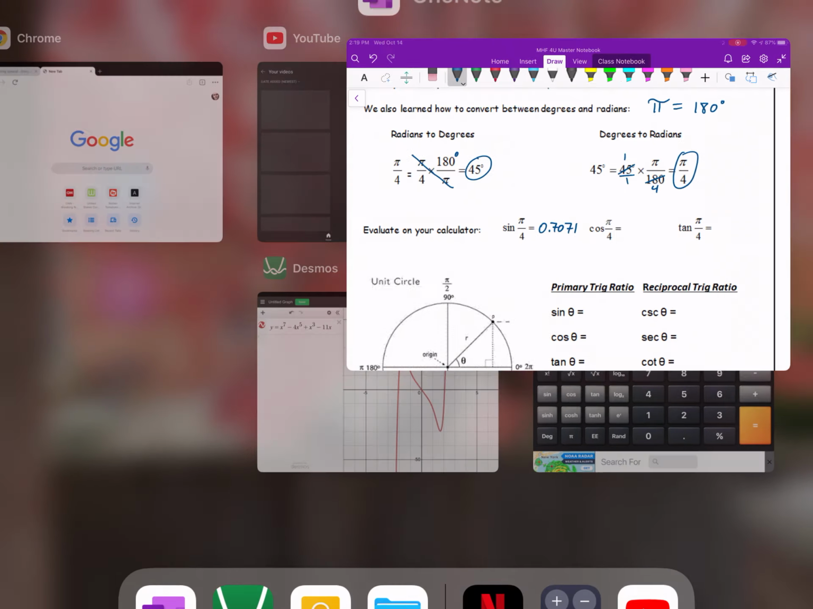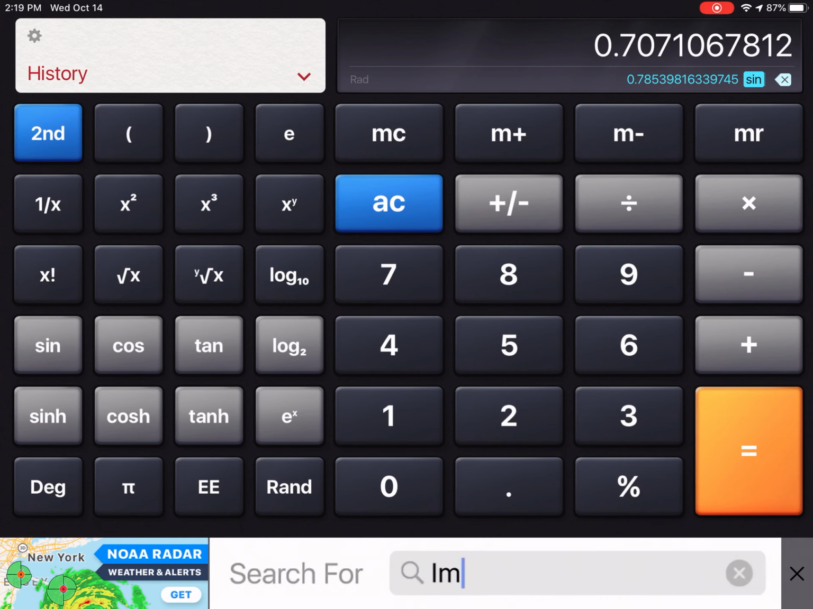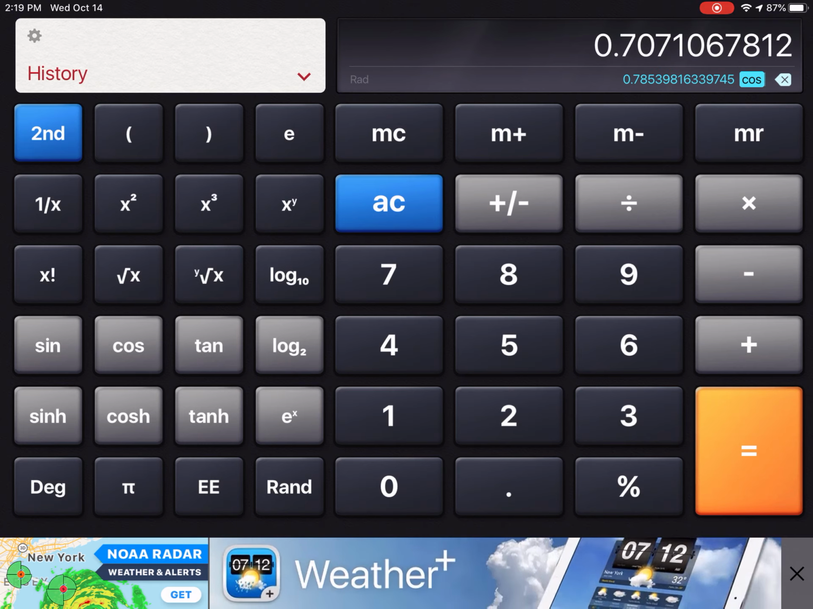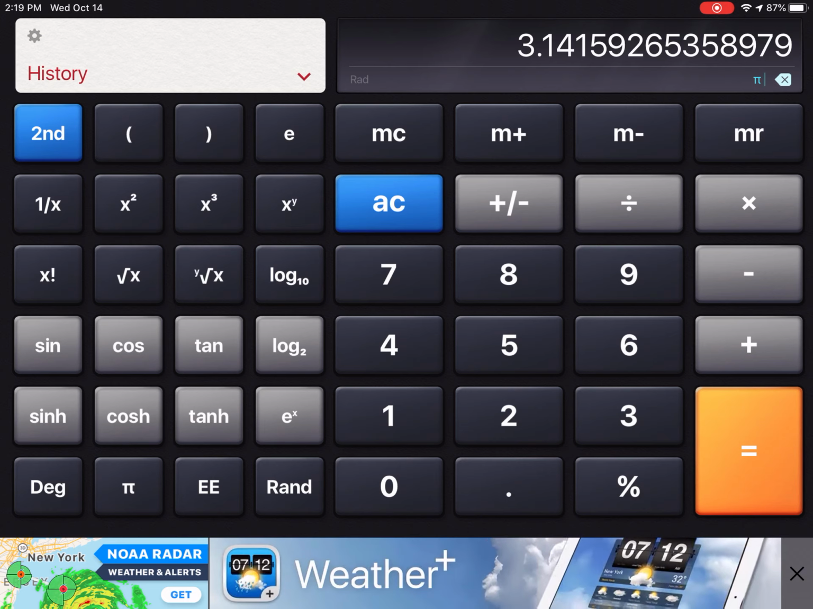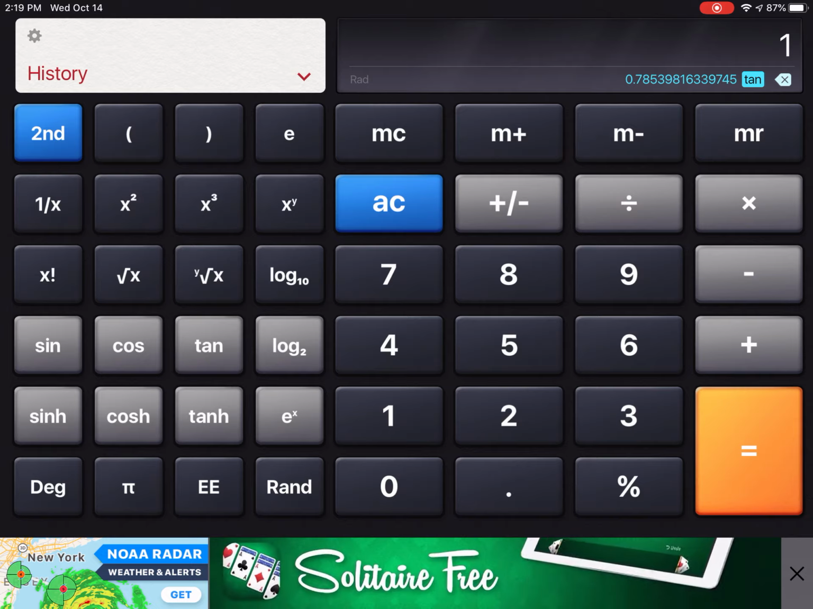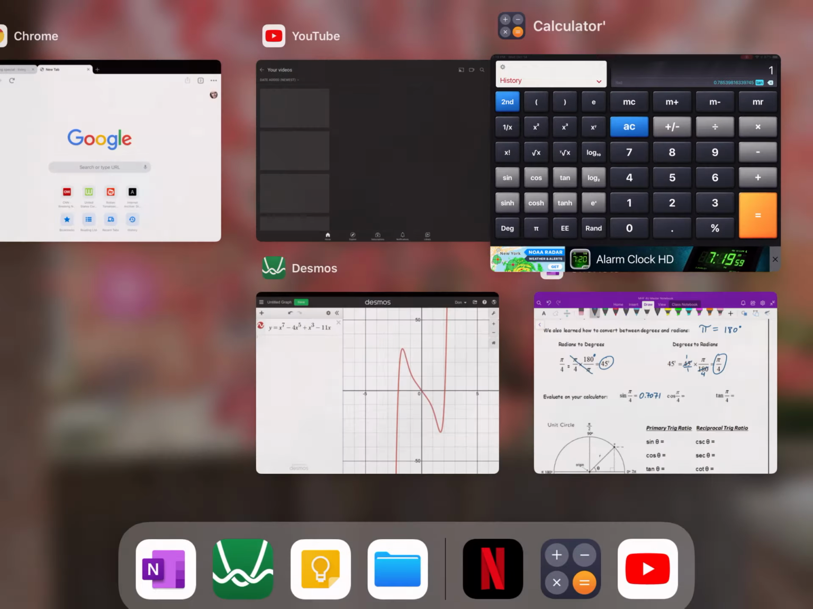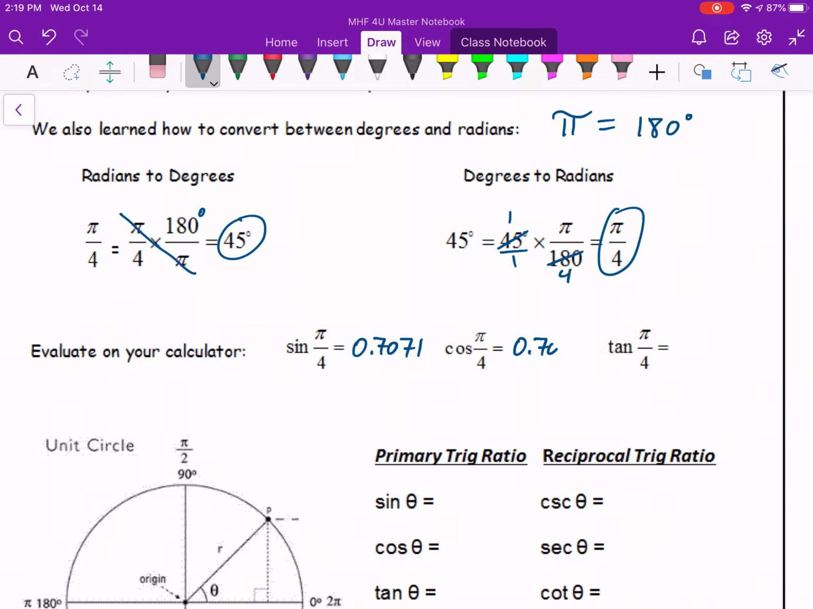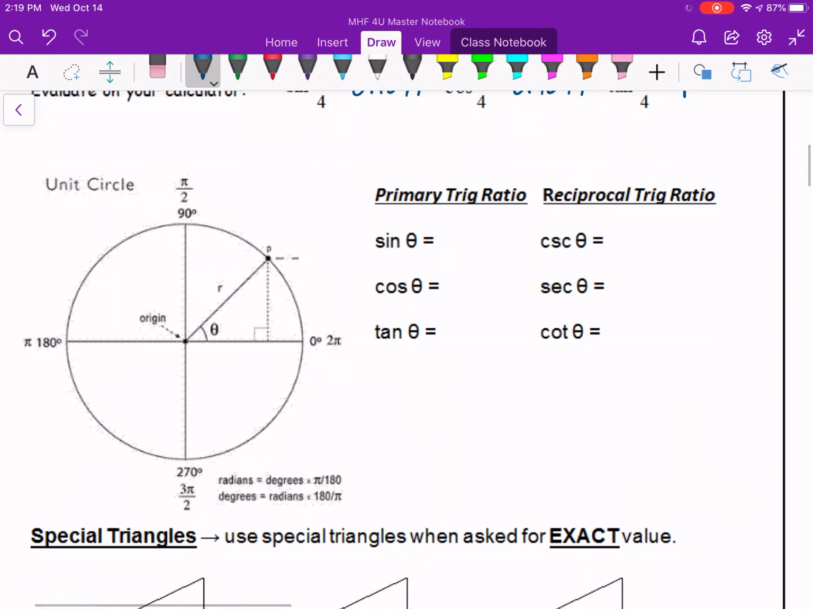And then cosine of pi over 4. Also 0.7071. And then we were supposed to do tan. I might as well do that while I'm here. So tan of pi divided by 4 is 1. So that's pretty easy to remember. Cosine we had the same as for sine, and for tan it was equal to 1. So we can type radian calculations into our calculators, no problem, just like we could with degrees. We just have to make sure we're set to radians.